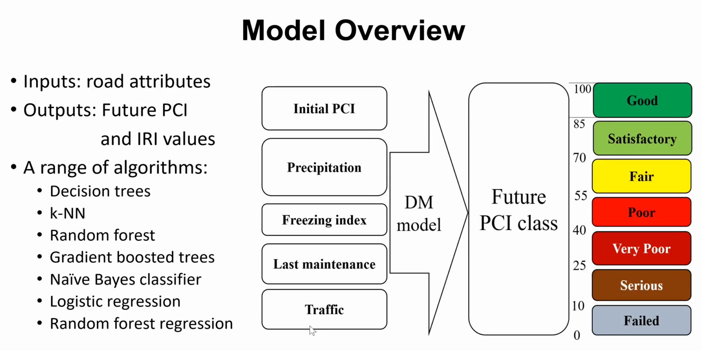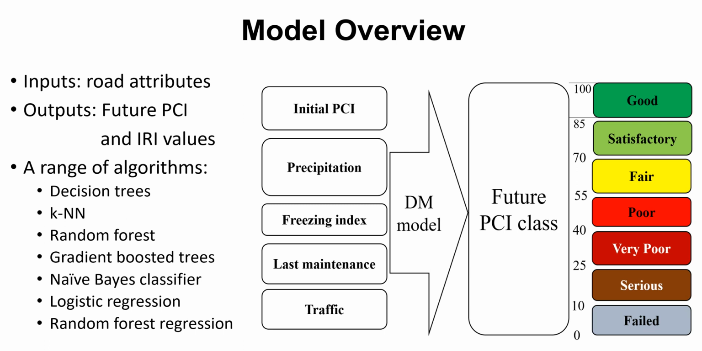So what I wanted to see was, assuming that I have the initial condition of my roads, for example, I know that my road is in a good condition today or in a bad condition today, and I have a set of other features such as precipitation, freeze index, maintenance history, traffic, age of roads, and things like that, can I train models to predict the future PCI class, whether my PCI is going to be good or satisfactory or bad? As I said, PCI varies between 0 and 100, and this is a classification proposed by ASTM. This is good, and it goes down all the way to failed PCI. This is what I'll be talking about today.